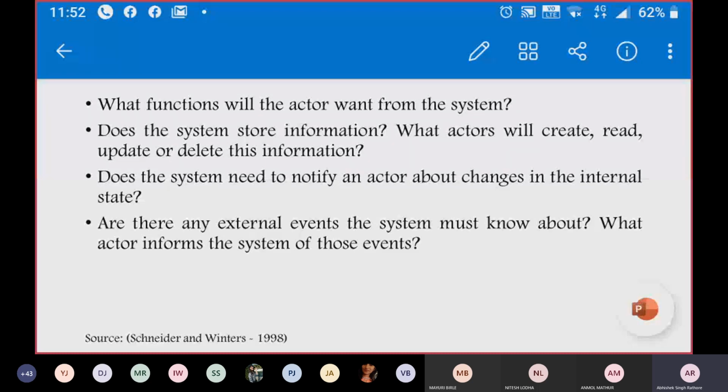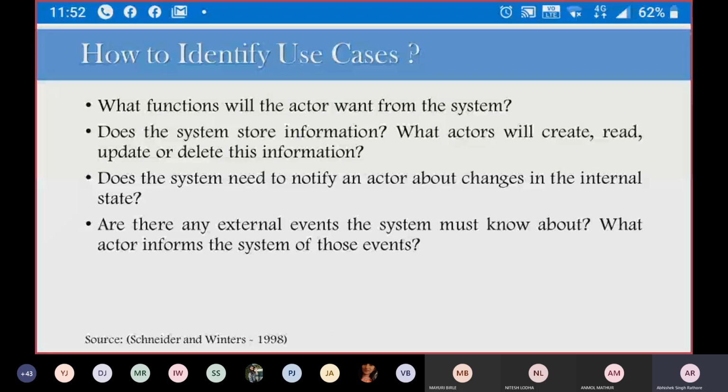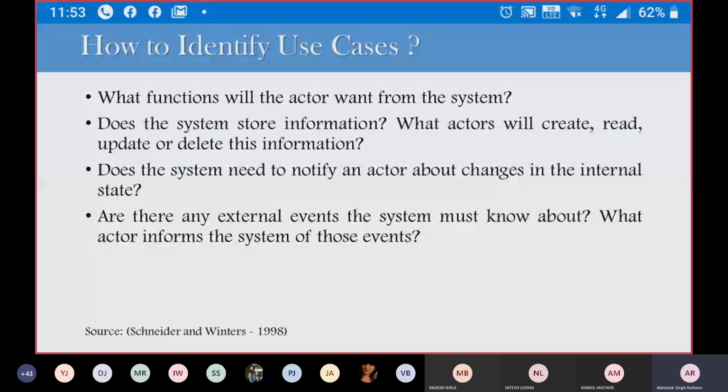Then again, does the system store information? Which actors will create, read, update, and delete information? When we are going for database management, what information is there: create a student, delete a student, or update information of the student? These are use cases of your system. Or some notification arises from your system, so these notifications are also use cases, usually in the internal state of your system, or some external events that cause triggers in our system. Those external events may be use cases of the system.